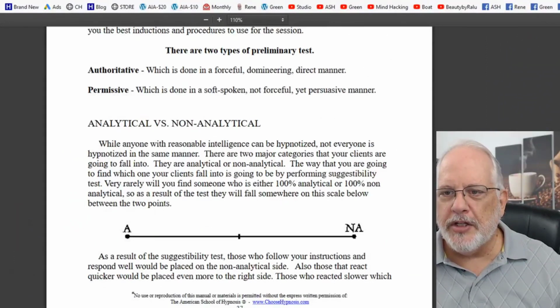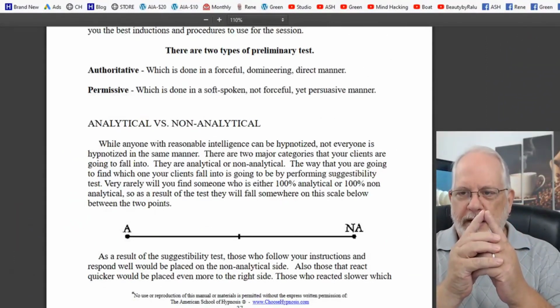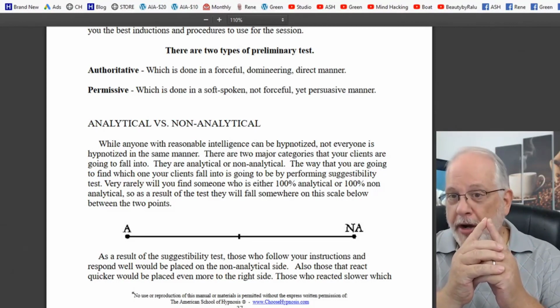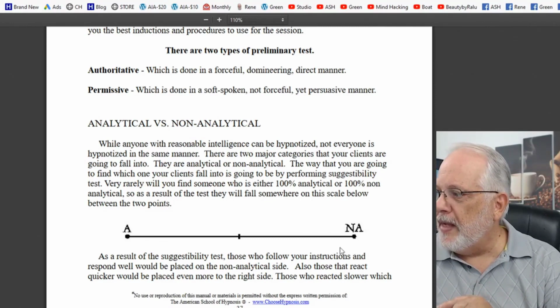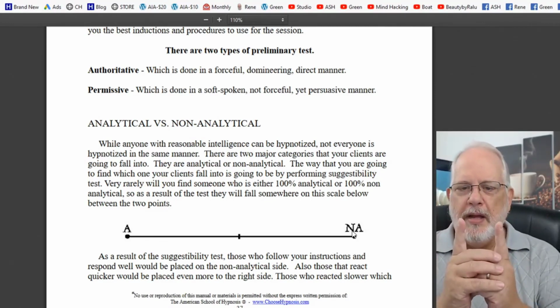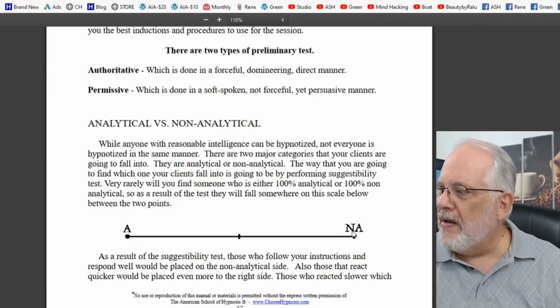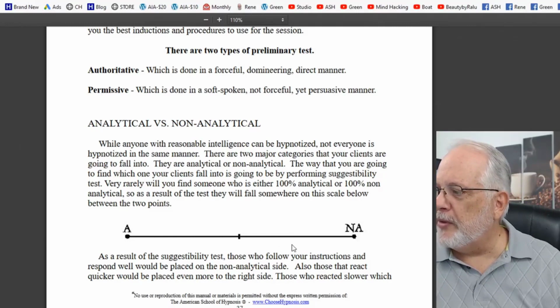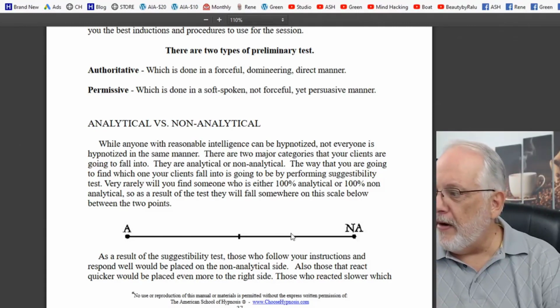Okay, going back to this chart right over here, if their fingers went right together and touched by the end of the exercise, and they're non-analytical, okay, they're right in this area. If their fingers didn't go together, but did kind of go and maybe ended about halfway or so, then they're about halfway in between here. If their fingers stayed straight up, then they're analytical, and you would do an analytical session.